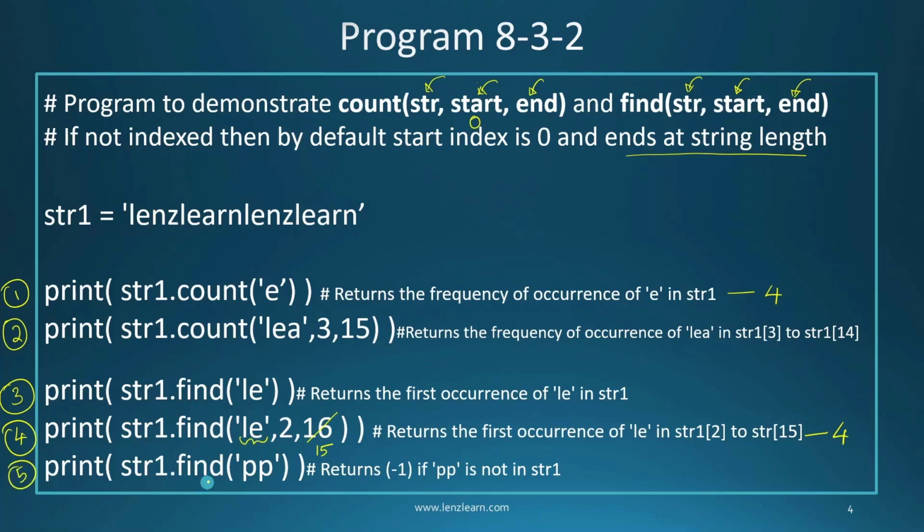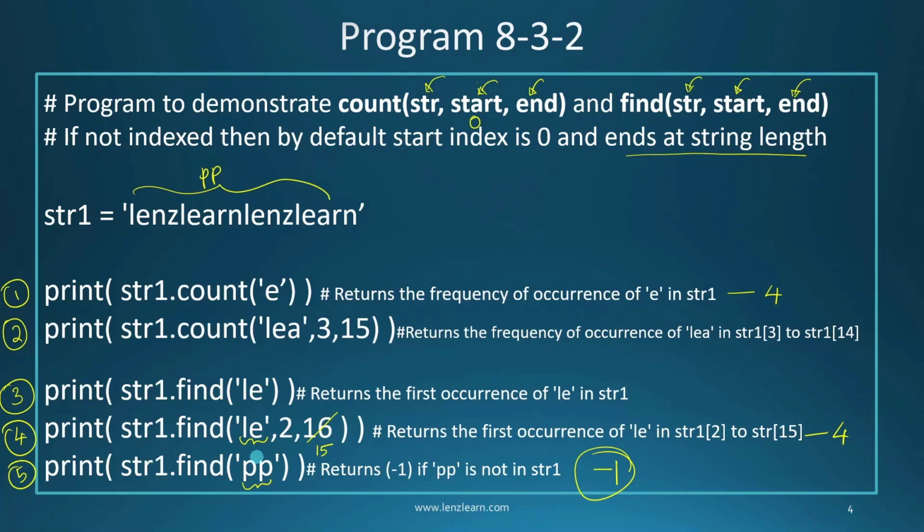Now the last print statement tries to find the character combination PP inside str1. You can see when you search for PP inside the whole string, because I didn't give any index value here, there is no character combination PP available inside the string, right? So find has failed to identify this character combination inside the string, in which case find will return -1. So when you see -1, you should understand this character combination is not available inside the string.